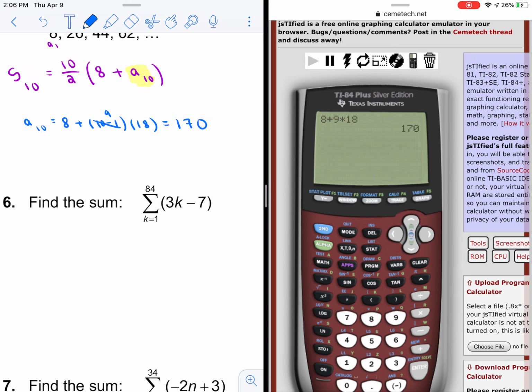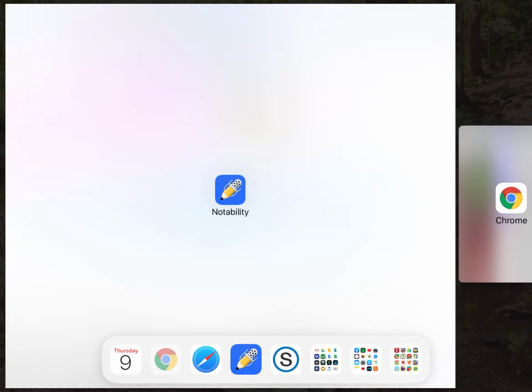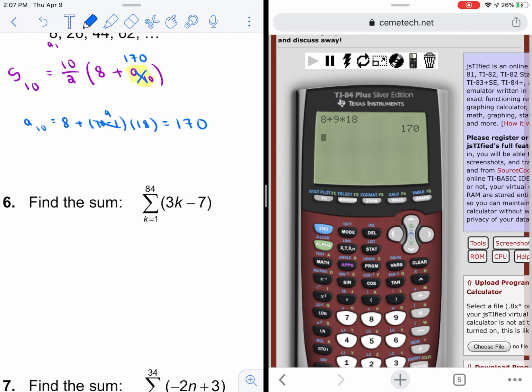Now, to simplify this, you can do the math. I can get my calculator back out, but you can do the math that 10 divided by 2 is equal to 5. And then 8 plus 170 is 178. And then we can multiply that together: 5 times 178. And I'm getting this value of 890. And that would be the sum of those first 10 terms.